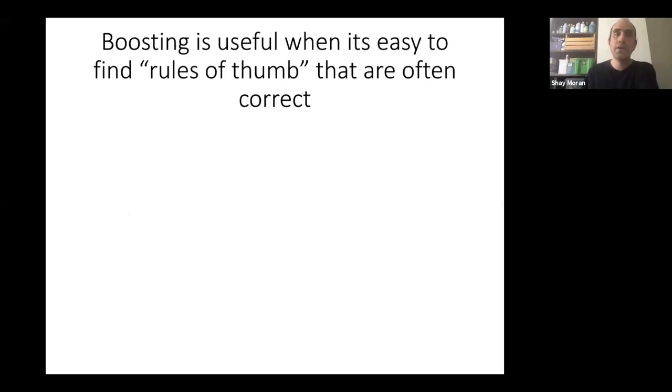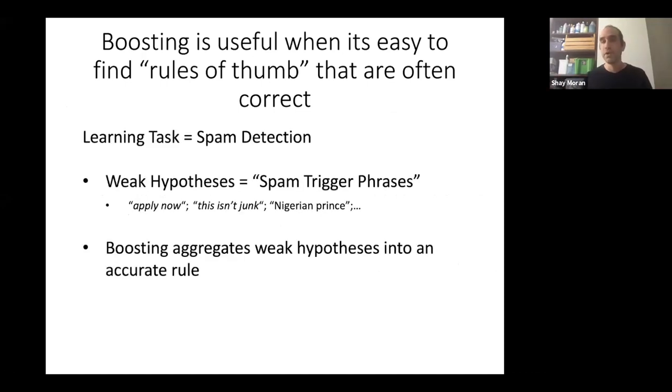Now, when is boosting useful in practice? Boosting is useful when it's relatively easy to find rules of thumb that are often correct. One example is spam detection. You want to detect whether a given email is spam. And here you can imagine that there are spam trigger phrases. So if the email contains the phrase apply now, or this isn't junk, or Nigerian prince, then it is very likely to be a junk email.